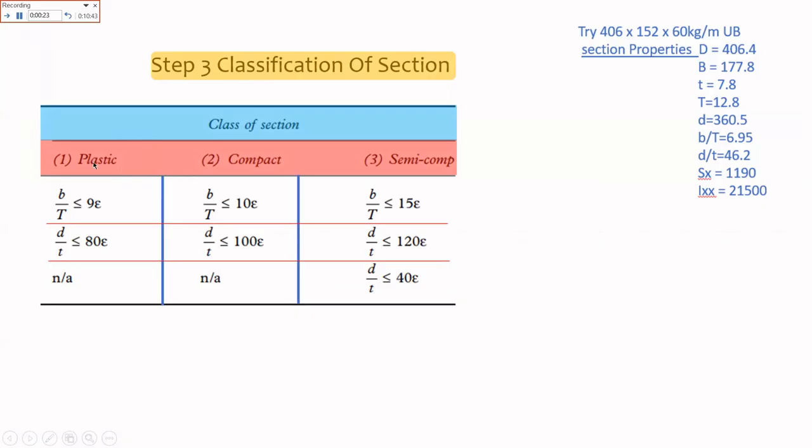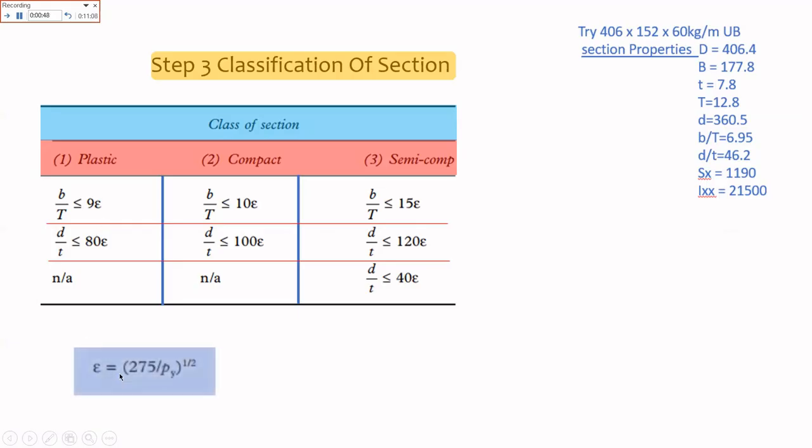It has 3 categories. So the beam can either be plastic, compact, or semi-compact, depending on this parameter. That is the ratio B over small t. If it is less than 9 epsilon. Now, how do you calculate this letter here? This Greek term is called epsilon, that looks like E.